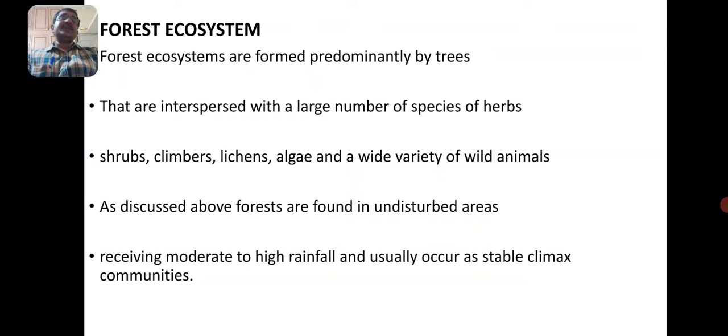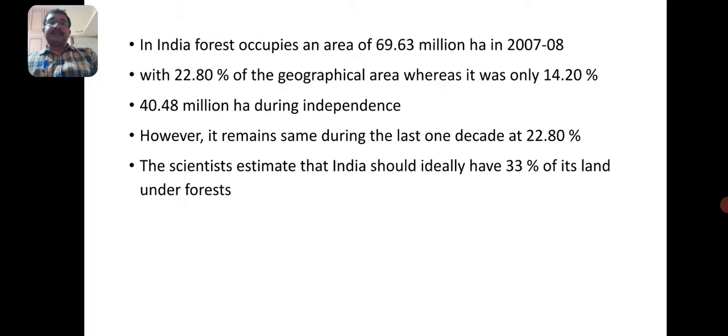Forest ecosystems are formed predominantly by trees that are interspersed with a large number of species of herbs, shrubs, climbers, lichens, algae and also wide varieties of wild animals. As discussed above, forests are found in undisturbed areas, receiving moderate to high rainfall, and usually occur as stable climax communities.